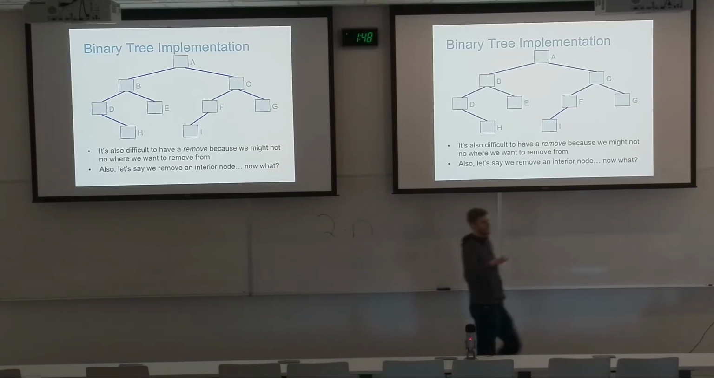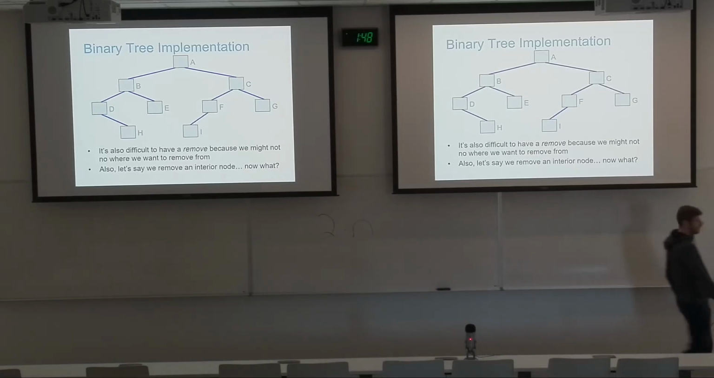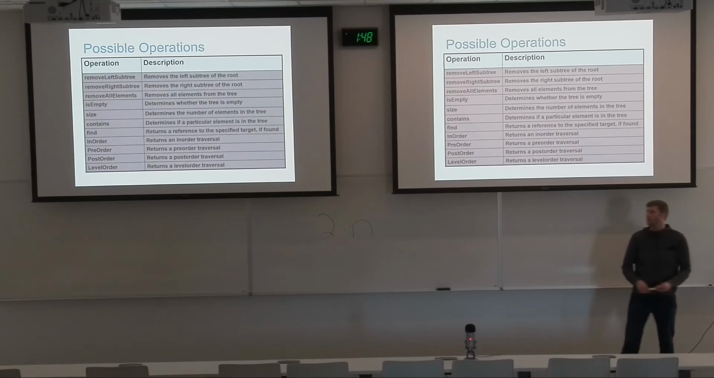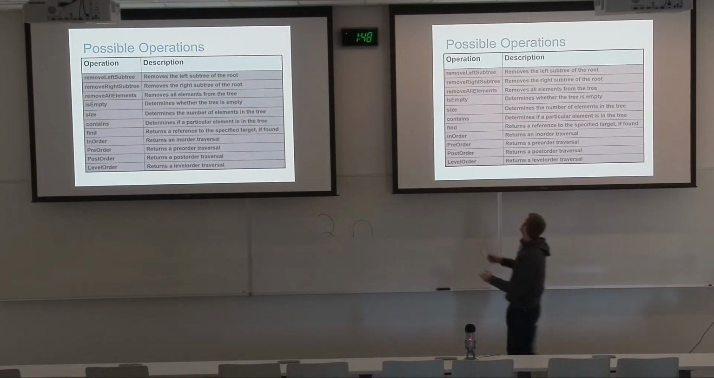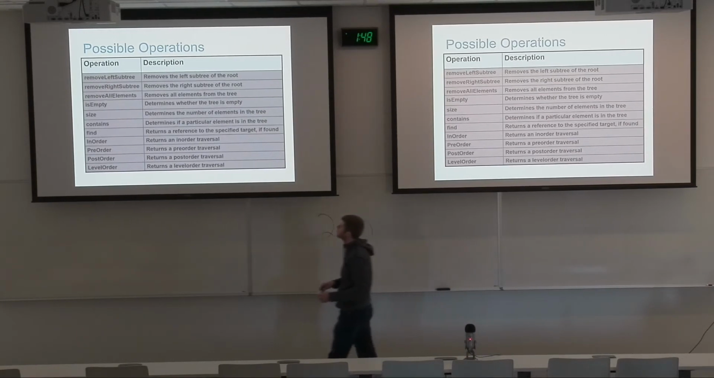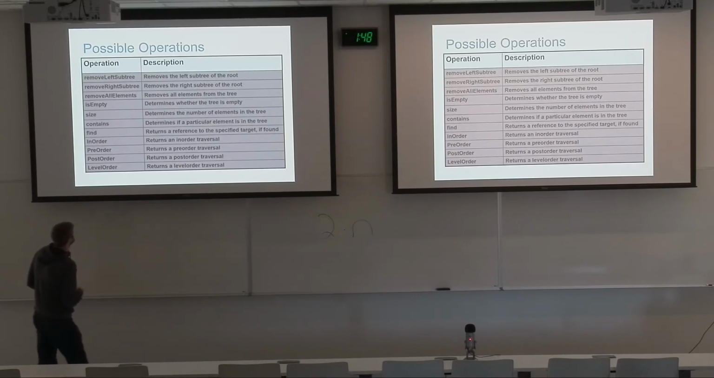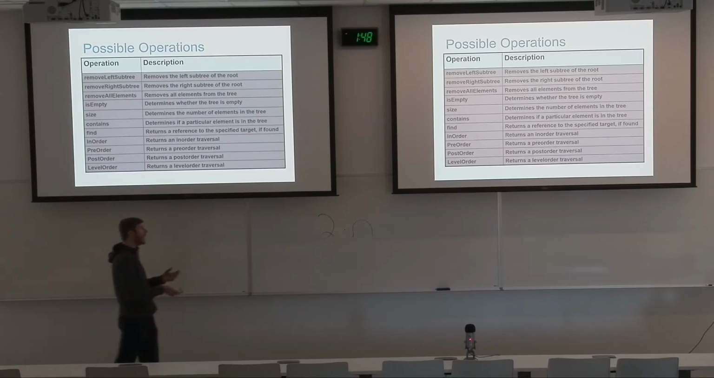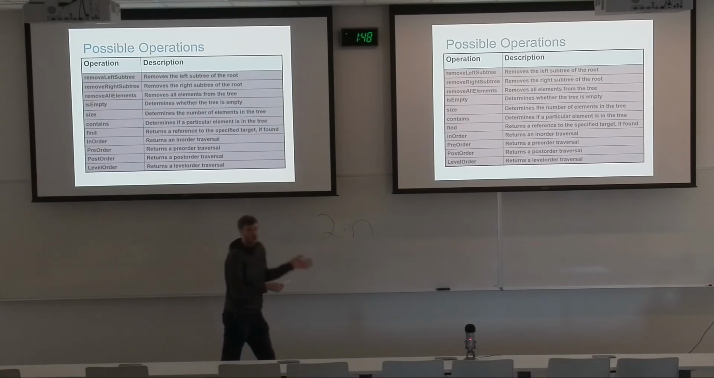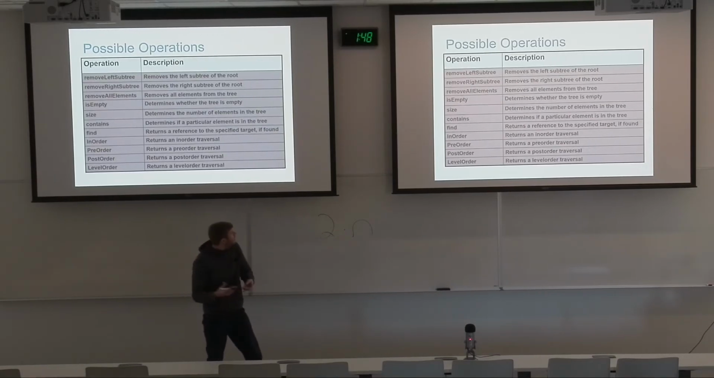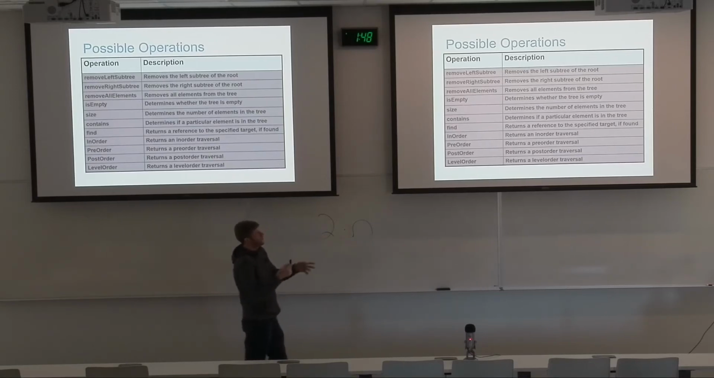But we're going to be lazy. That's next year's problem. So here's what we're going to want. How about remove left subtree? We could do that maybe. Remove right subtree. Remove all elements from the tree. Determine if a tree is empty. Get the size of the tree. Ask the tree if it contains a certain element. Find, return a reference to a specific target if found.